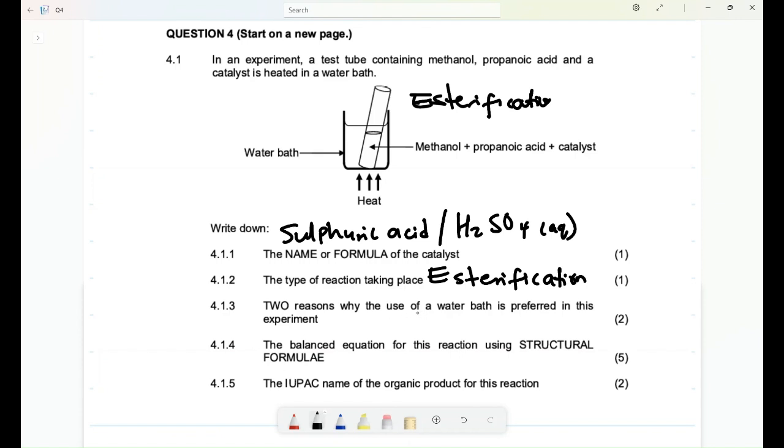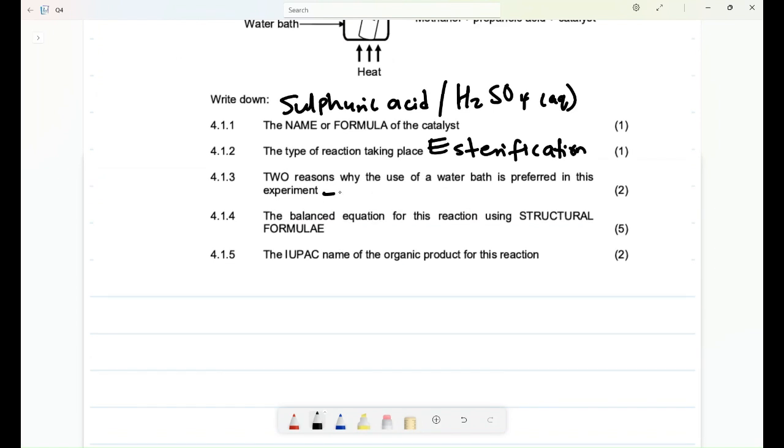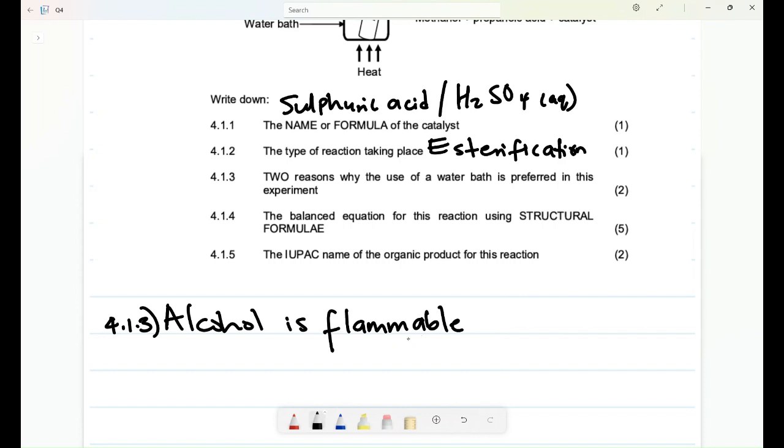4.1.3: give two reasons why a water bath is preferred. Can you see the reason I was talking about, the importance of analyzing? The first one I said is alcohol, or you can name it methanol. Let me write it here. Alcohol is flammable. I don't like talking harder English. What is flammable? In easy English, it catches fire easily.